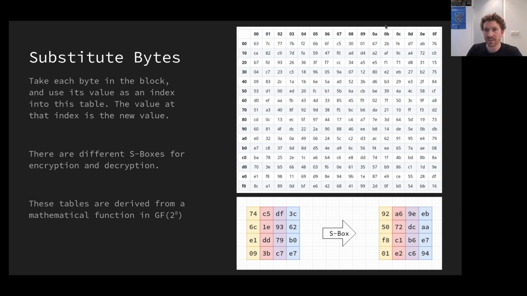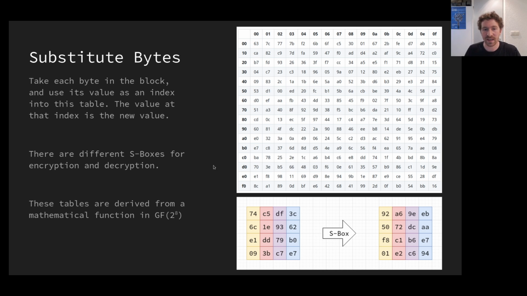And so this table is called an S box, a substitution box. And there are two different S boxes for the encryption step and the decryption step. They're just inversions of each other, actually. So it's basically like the encryption S box is taking you one way, and the decryption is taking you the other way around. Now, these tables are not just pulled from thin air.